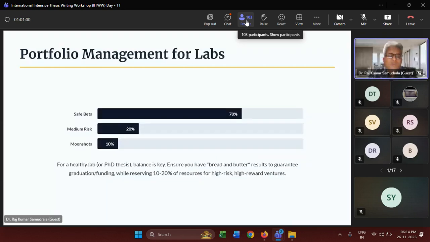For a healthy lab, for a PhD thesis, balance is key. Ensure you have bread and butter results to guarantee graduation. By publishing the results, we should get the certificate, graduation, while reserving 10 to 20% of resources for high risk. If the high risk is there, then only we'll get high impact journals, high reward ventures. That's how we have to increase some risk, and choose some of the challenging areas.